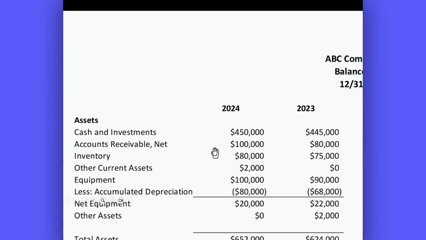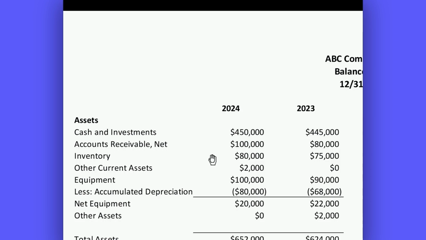What does that mean? A current asset is an asset that is either already cash or nearly cash, or that we expect to turn into cash within the next year. So cash and investments, that's essentially already cash. So that's obviously a current asset. Accounts receivable, that's amounts that our customers owe us for products or services that we have already delivered. So we expect to collect that within the next year. So that's a current asset. Inventory is the products that we have on hand that we expect to sell. We expect to sell those in the next year. So that is a current asset.